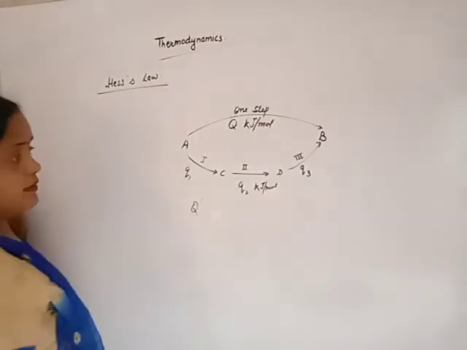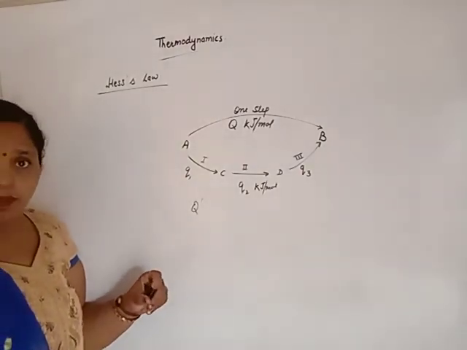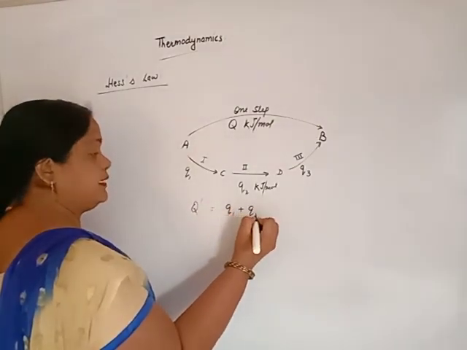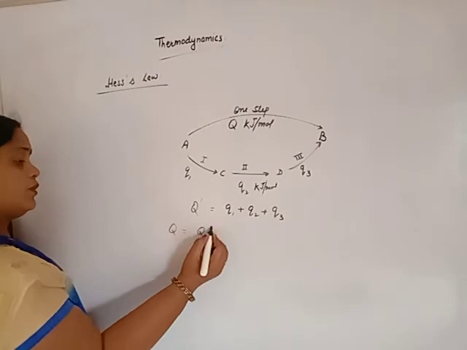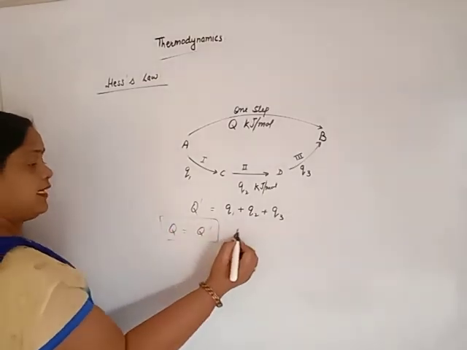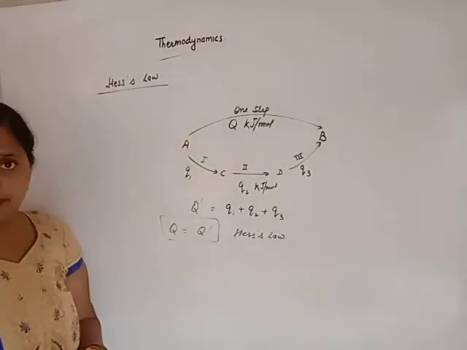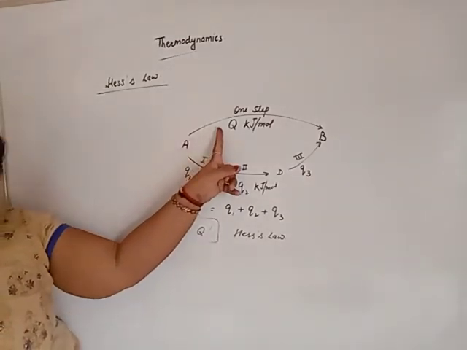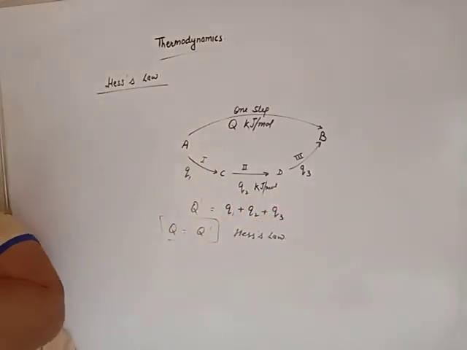Now calculate the enthalpy change when the reaction takes place in a number of steps. That is Q dash kilojoule per mole, which is Q1 plus Q2 plus Q3. Hess's law says Q is equal to Q dash. It follows Hess's law. It means the total amount of energy change during a chemical reaction remains the same whether the reaction takes place in a single step or in a number of steps. This is known as Hess's law. It is the theoretical verification.